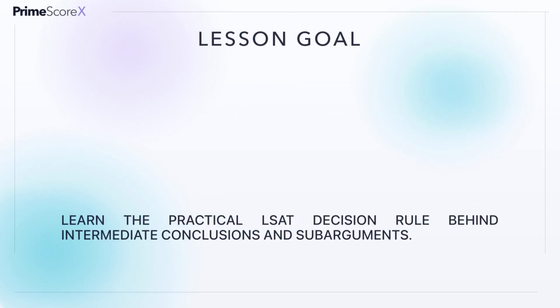In this lesson, we are working on intermediate conclusions and subarguments. This is part of our Foundations of LSAT reasoning sequence, where each video adds one reasoning tool you can reuse across many surface topics. An intermediate conclusion is supported by earlier evidence, and then used as support for a later conclusion. The objective is not to memorize a label.